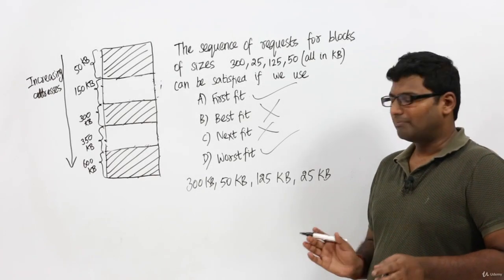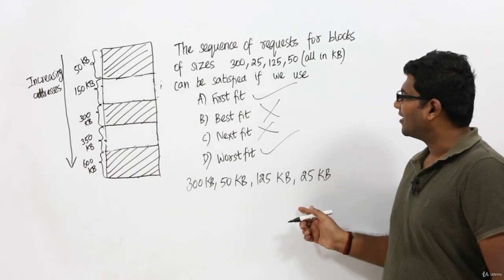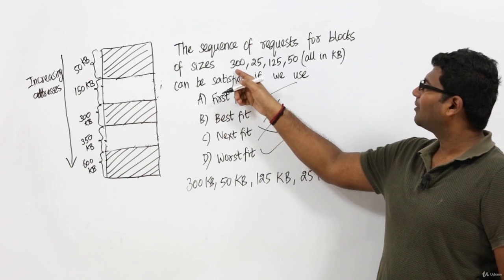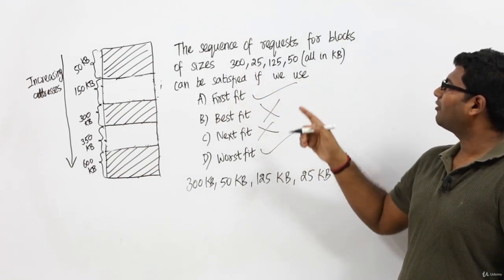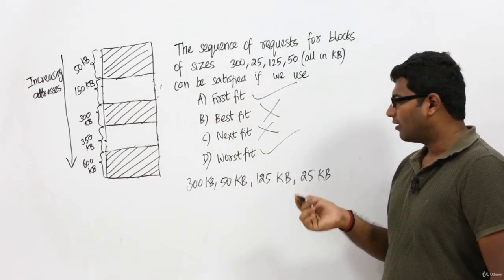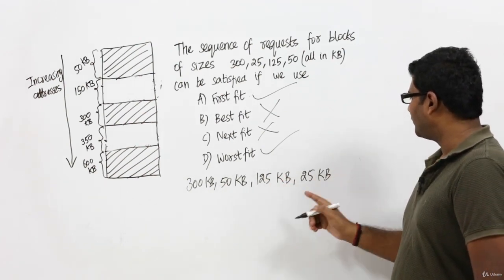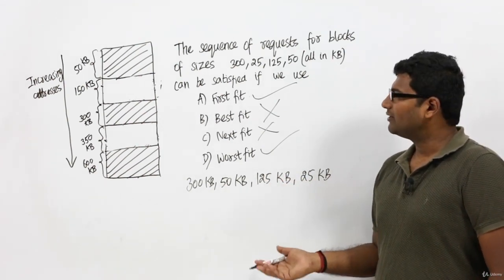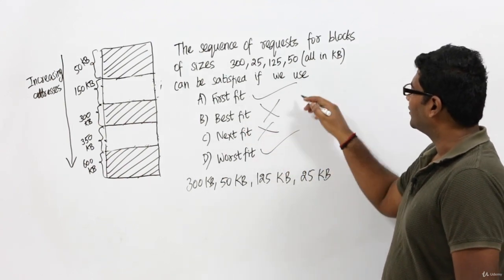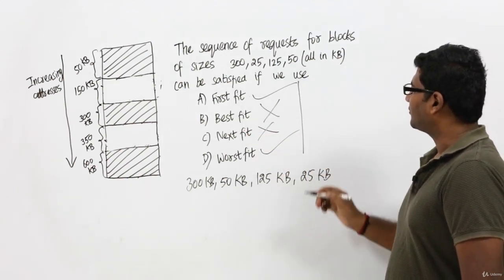The same problem, but I have changed the ordering of requests, right? Here the request came in the order of 300 followed by 25 followed by 125 followed by 50, but here I have changed the ordering, okay? 300 followed by 50 followed by 125 followed by 25. Now let's see what will happen in case we use first fit.